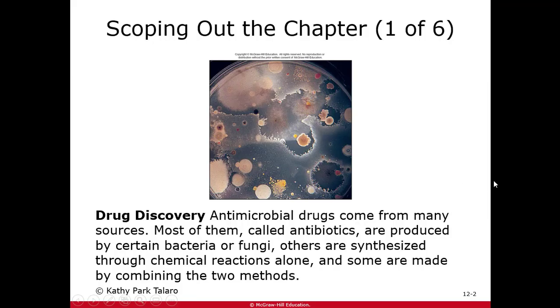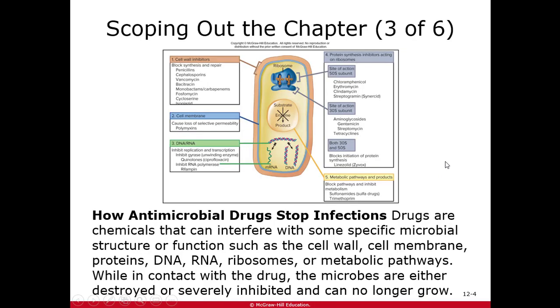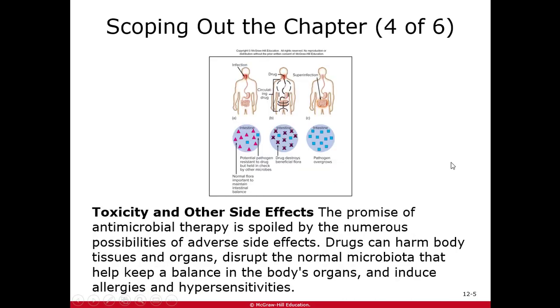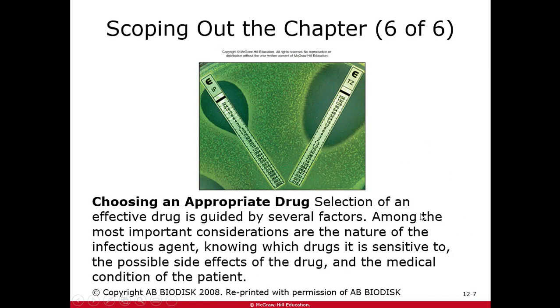Now, the chapter is going to talk about different kinds of drugs. Where did they come from? We're going to talk about what selective toxicity means, how they work against these microbes. Again, they're going to inhibit or kill the microbes, but how? We're going to look at the toxicity or side effects that can happen when taking an antimicrobial drug, the whole issue with drug resistance, how we choose an appropriate drug. Because if you're going to administer some type of antimicrobial drug, you want to make sure it's the right one and in the correct dosage.